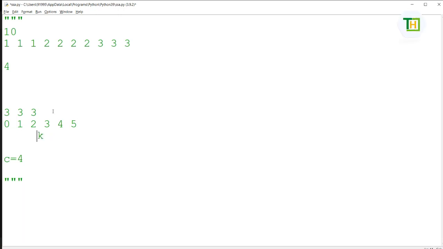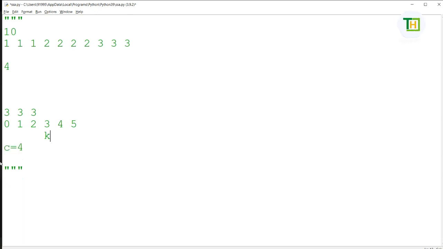And finally I'm going to check again. Is the c value less than k? No. And finally, what is the value in c? The value in c is 4. I'm going to print 4 here. The answer is going to be 4. Is it clear, everyone?